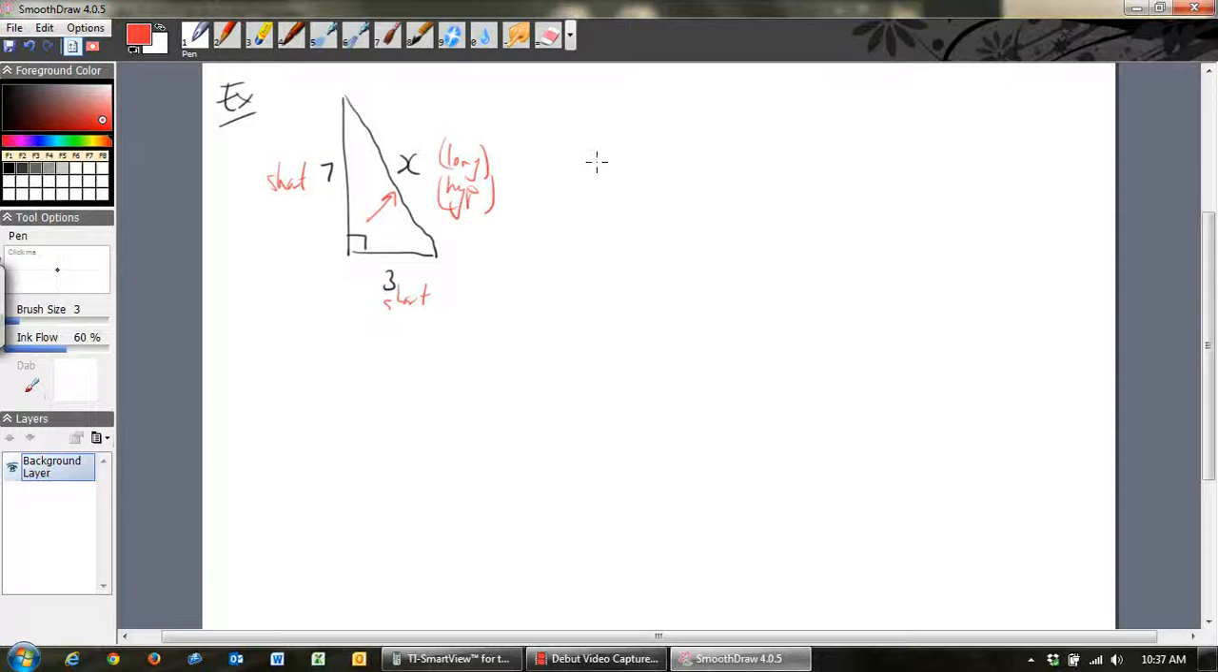So using that shortcut, if we're trying to find a long side, remember that long is equal to the square root of short squared plus short squared. So x is equal to the square root of one of the short sides squared, it doesn't matter which order, 3 squared plus the other one squared, so 3 squared plus 7 squared.